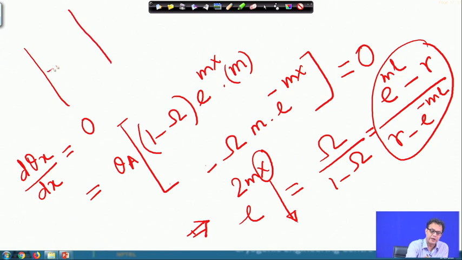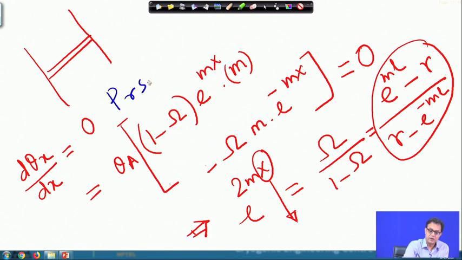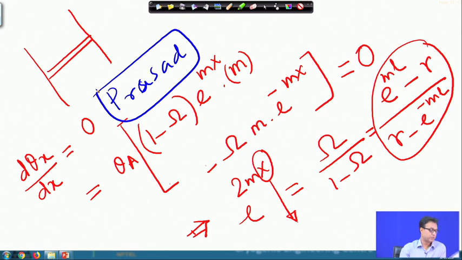As we have told, this has been taken from the paper by Prasad, P-R-A-S-A-D, from the International Journal of Heat and Mass Transfer, volume 39, issue 2 of 1996, or otherwise you can also refer to the book of Shah and Sekulic. There also this analysis is available.